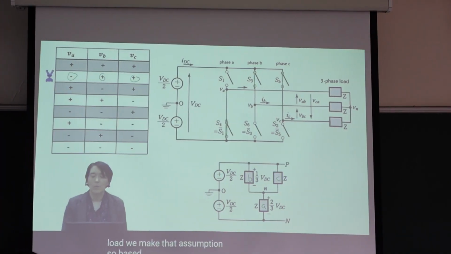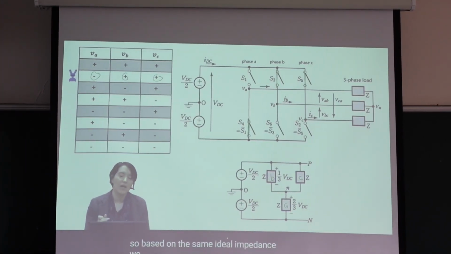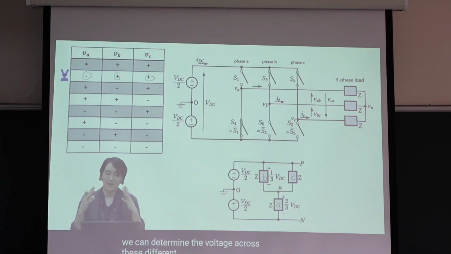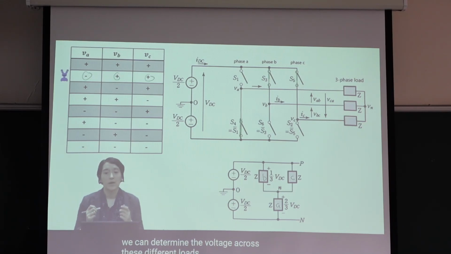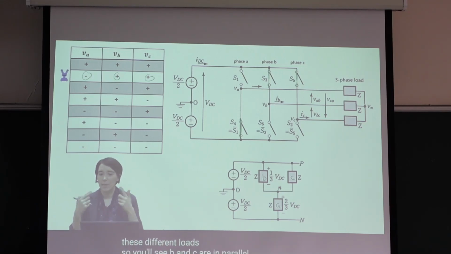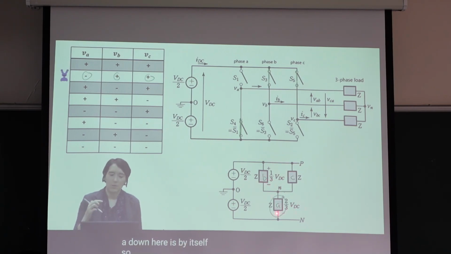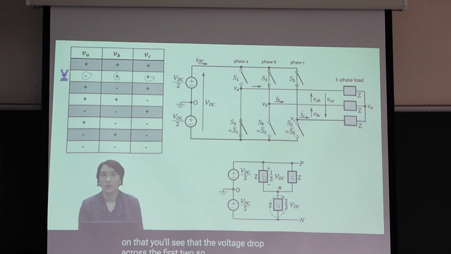Based on the same ideal impedance, we can determine the voltage across these different loads. So you'll see B and C are in parallel, so they're halved. While A occupies Z by itself. So you're having half of Z in series with the full Z. If you do the math on that, this is 2/3. The voltage drop across the first two, B and C here, is 1/3.